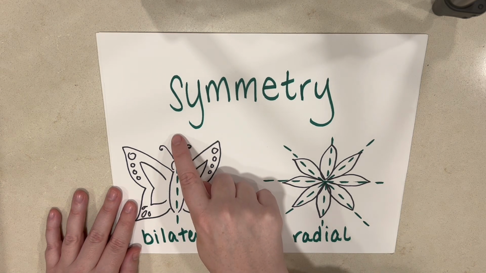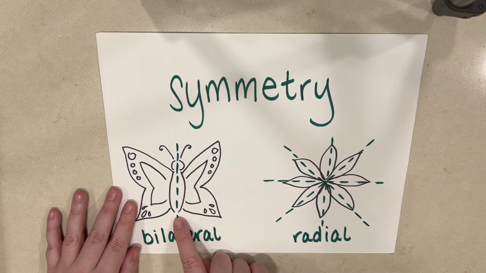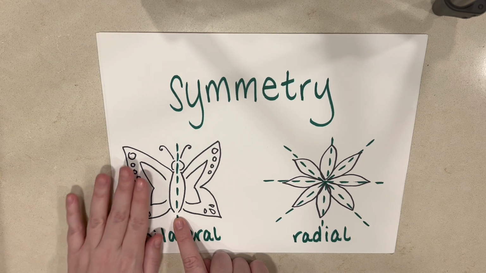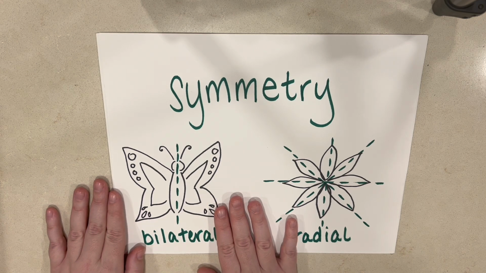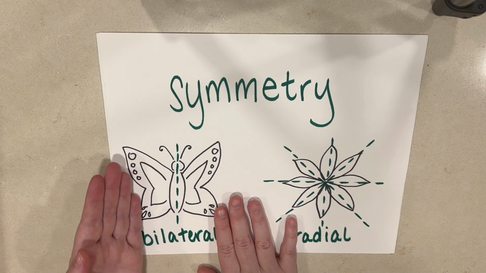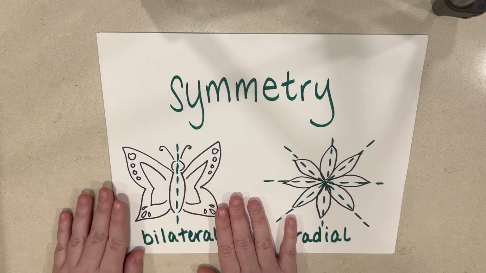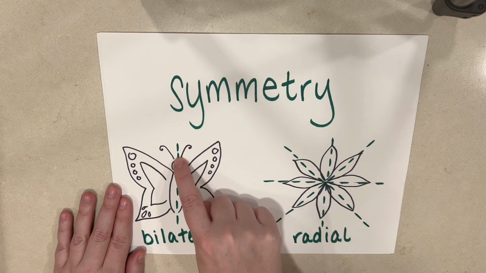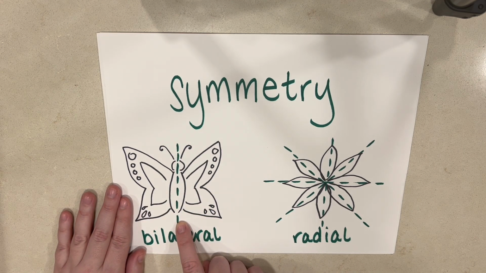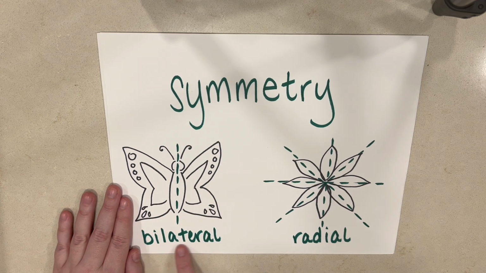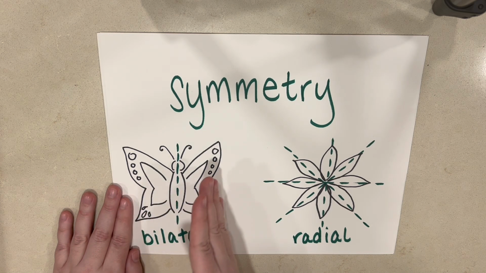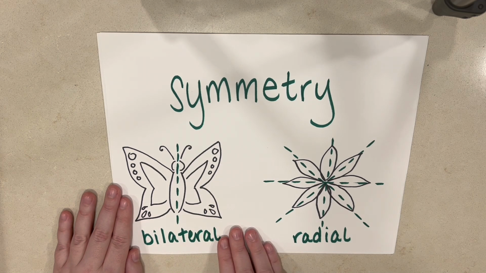If I imagine drawing a line down the middle of this butterfly, it should be identical on each side. Both of the wings will look the same. It's almost like looking in a mirror. When we have something that can be divided in one line like this and give us two identical pieces, we call that bilateral symmetry. The prefix bi means two, so it's two identical images.